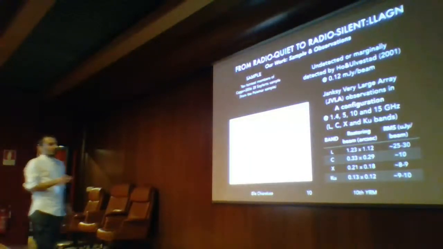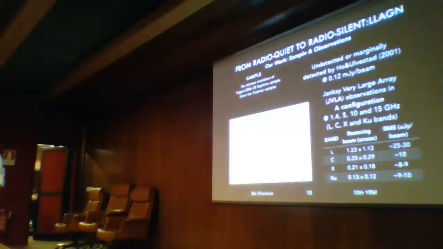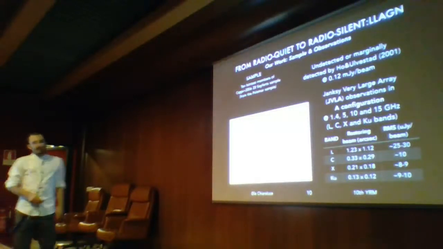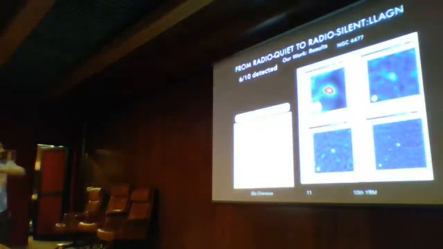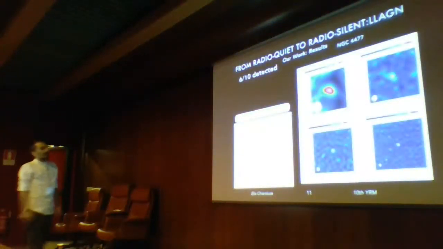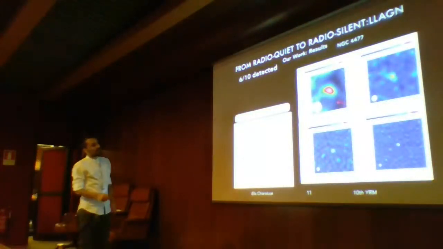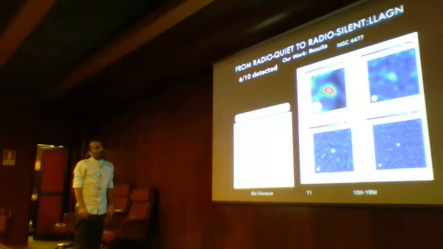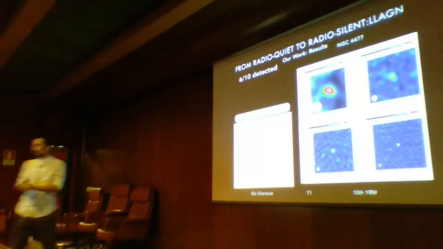So we are able to sample at the tens of microjansky per beam sensitivity, at sub-kiloparsec scales, for these objects. And I can show you some results. Six out of 10 sources have been detected, and this is the morphology of the sources. You can see they are compact at all frequencies, either unresolved or slightly resolved, so they are compact as expected.